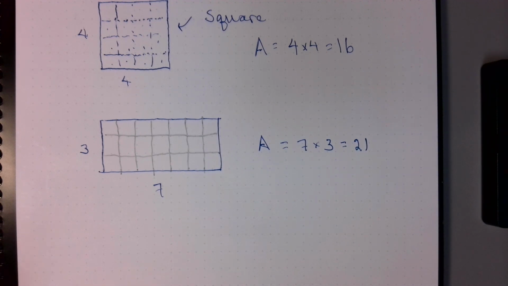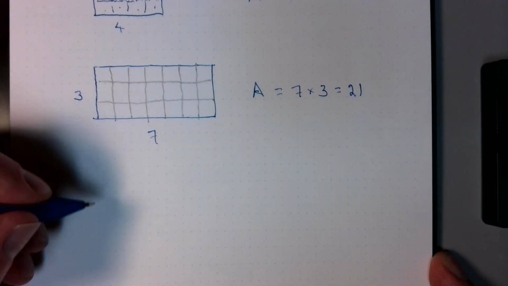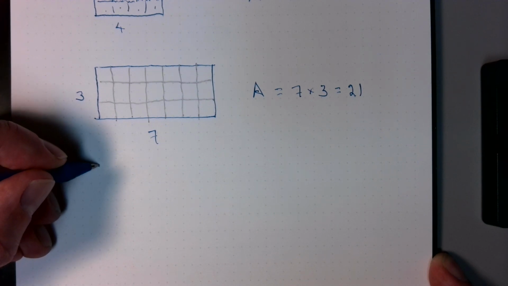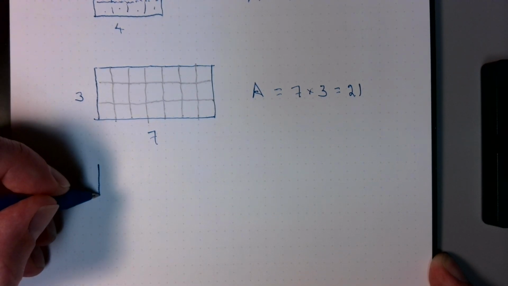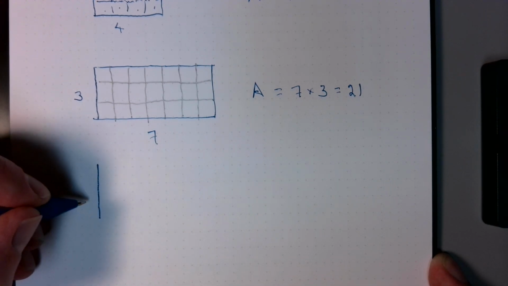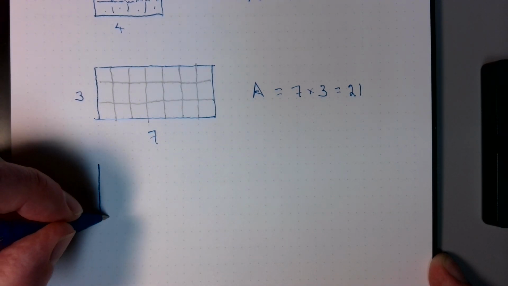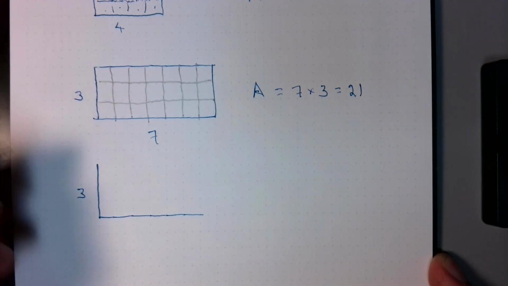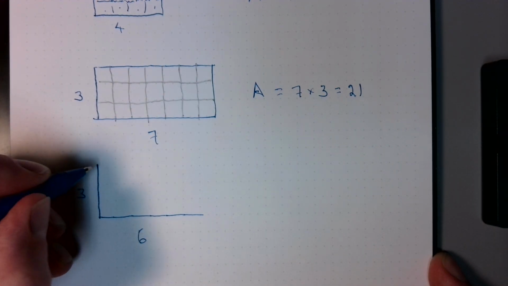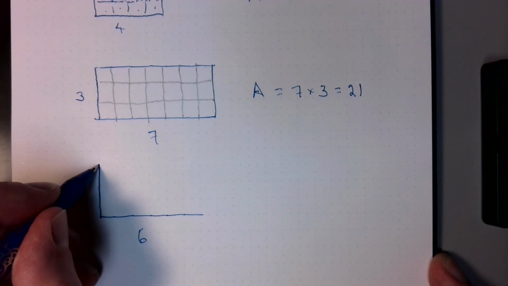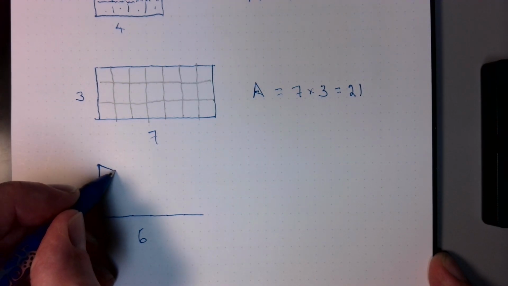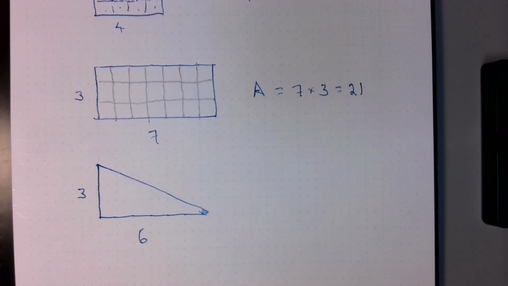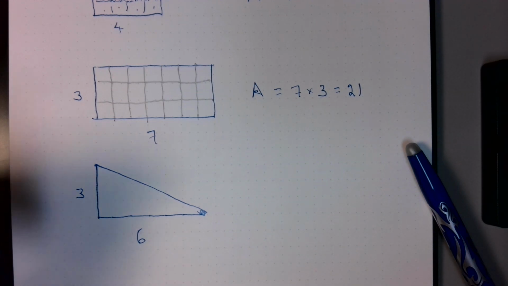Multiplication also comes into play when finding area of triangles. Let me do a triangle that's 3 units high and 6 units across. Okay, 3 units high, 6 units across. Okay. Now, the thing about triangles is every triangle is half a rectangle.